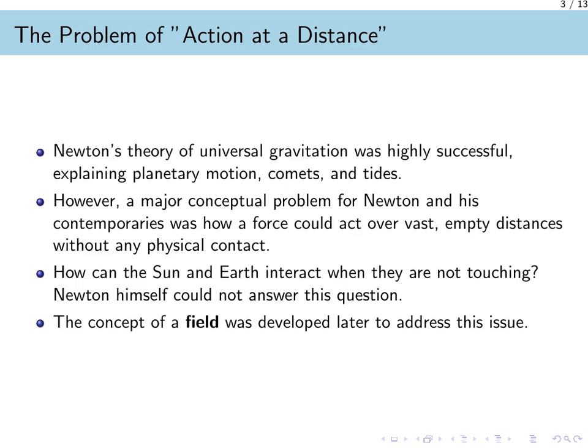The core question was, how can two objects, like the Sun and the Earth, exert a force on each other across millions of kilometers of empty space? There is no physical contact, no rope or string connecting them. How does the force get from one object to the other? Newton himself acknowledged this difficulty and could not provide a mechanism. This fundamental question about how forces can act over a distance was a major challenge that motivated the development of a powerful new idea in physics, the concept of a field.